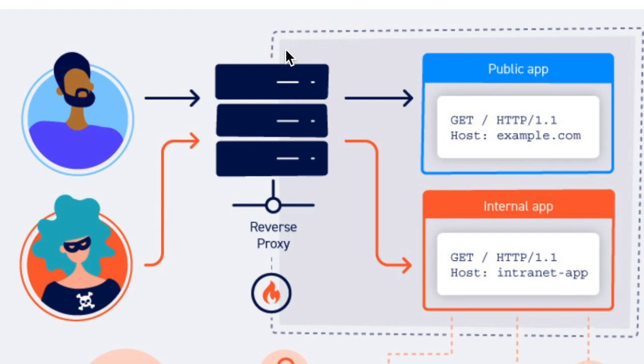This is also another pattern which is found in corporations. You have a public application, for example, which is reachable when you type the domain name, but there are also internal applications which are hosted behind a reverse proxy. So the client wants to reach example.com. Transparently, the traffic goes through a reverse proxy, which in turn forwards the request to the target server.